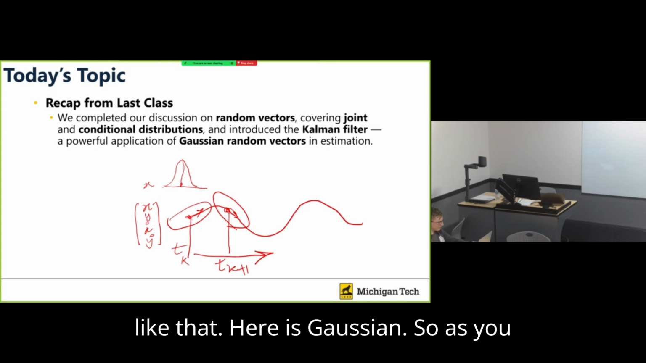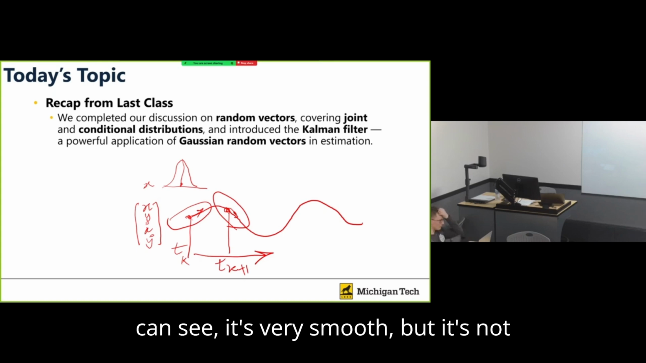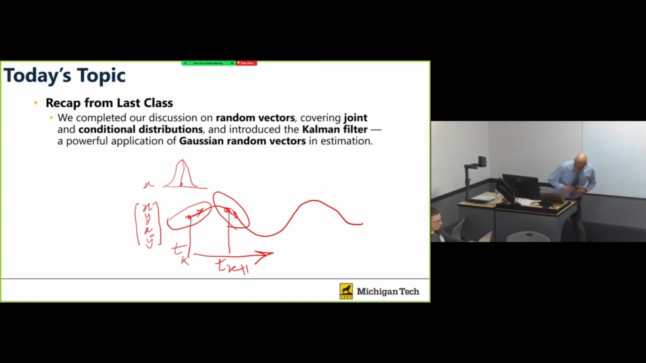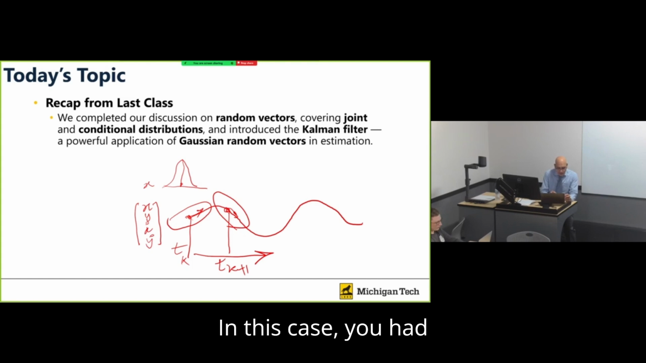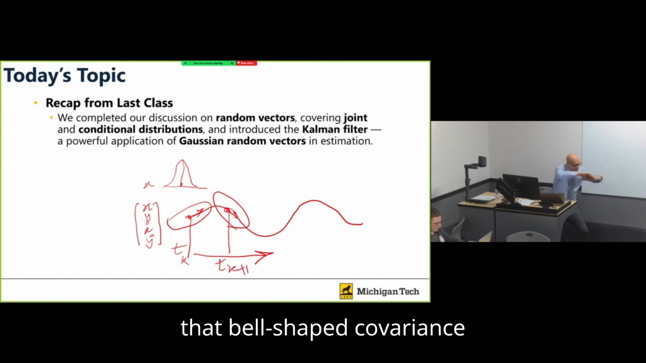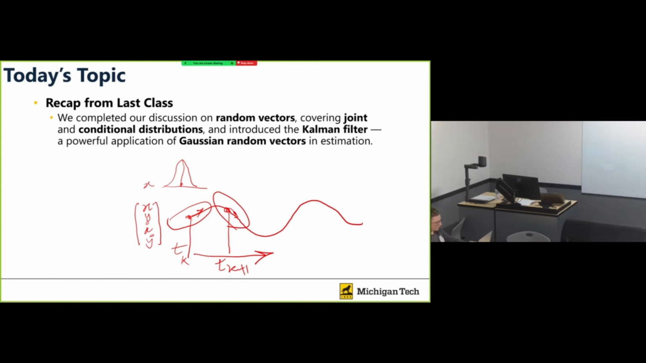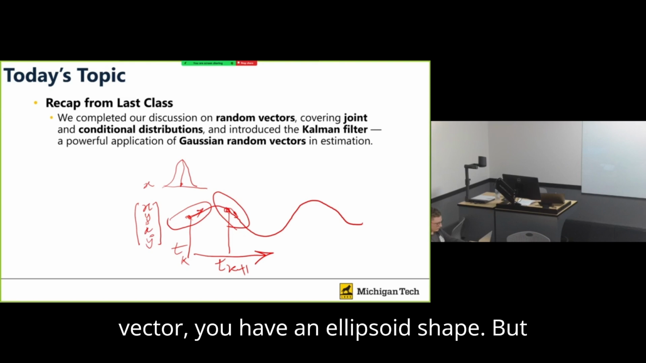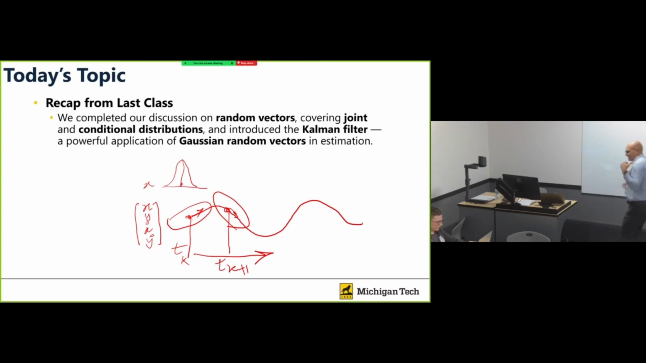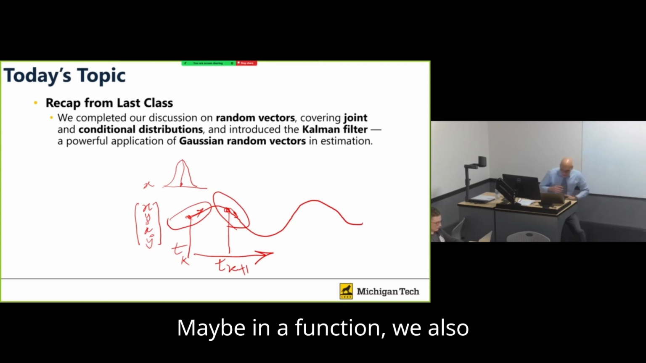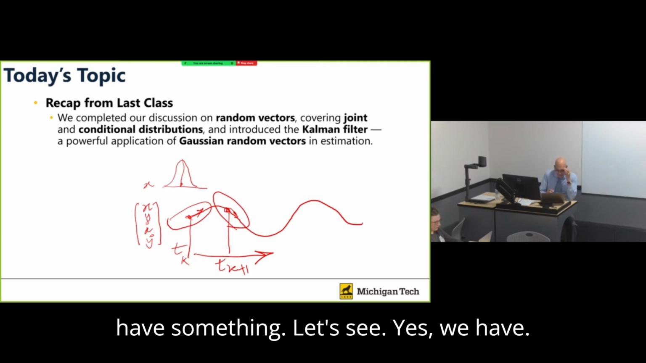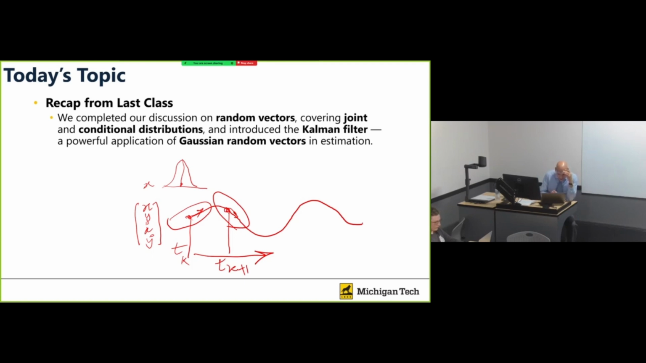Here it is Gaussian. As you can see, it's very smooth, but it's not always smooth. It depends on the distribution. So in this case, you had that bell shape covariance type. In a vector, you have an ellipsoid shape. But what is the shape in the function? Maybe in the function, we also have something. Let's see. Yes, we have.